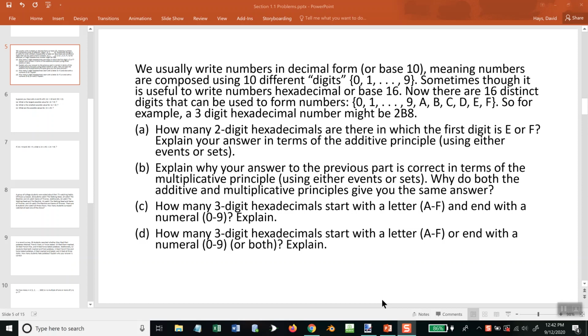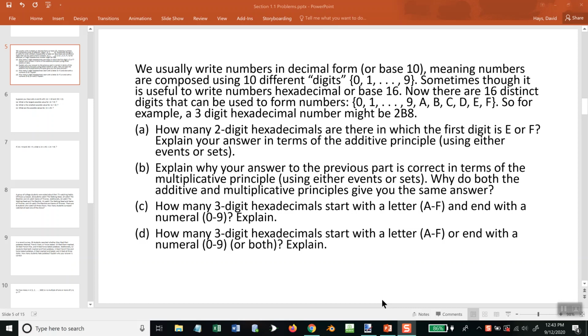We usually write numbers in decimal form or base 10, meaning numbers are composed using 10 different digits, 0 through 9. Sometimes, though, it's useful to write numbers in hexadecimal or base 16. Now, there are 16 distinct digits that can be used to form the numbers. You go 0 through 9, and then A, B, C, D, E, and F. Now, A represents 10, B represents 11, C 12, D 13, E 14, and F 15.